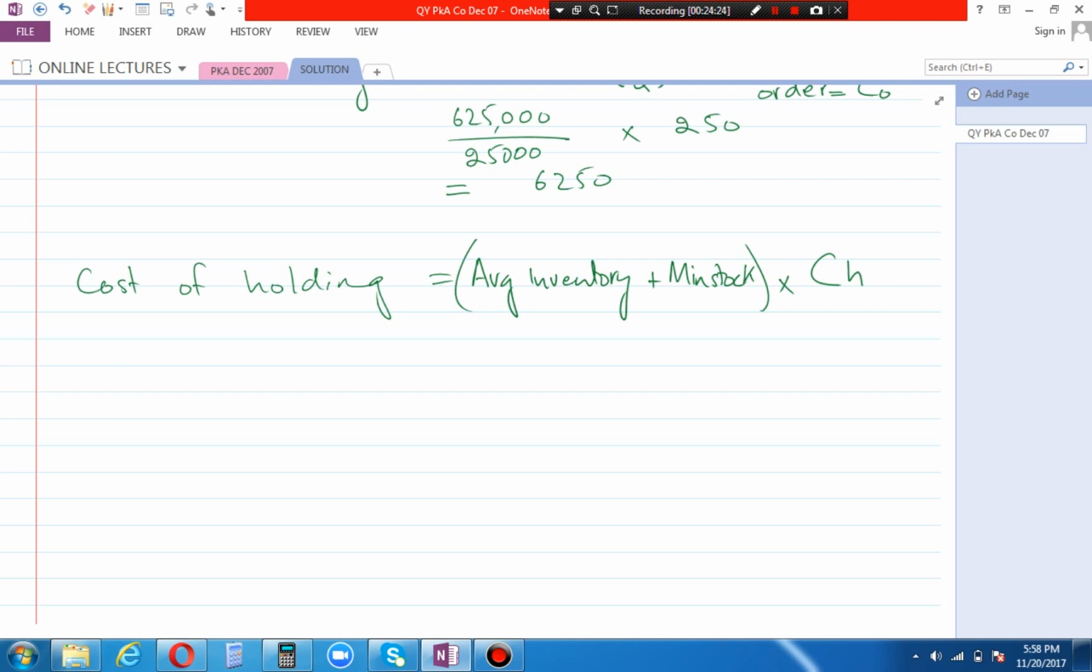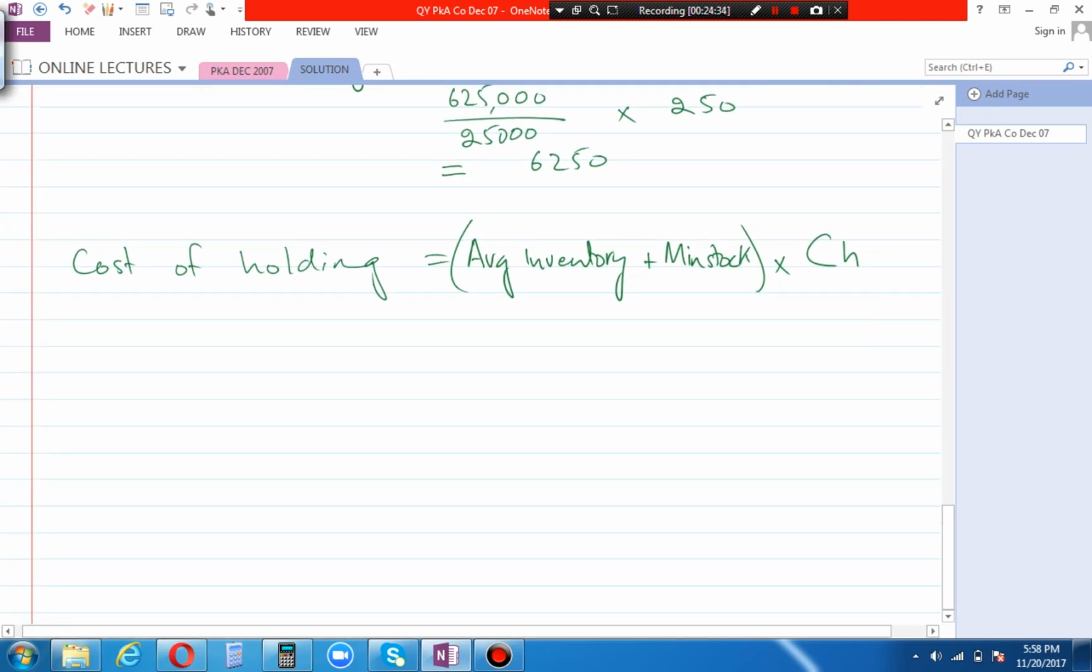It increases when you have delivery outside, right? So the rest of the inventory will change, but this is not going to change. This will cost us always, right? So you have to add minimum stock when you calculate your cost of holding, because you have to hold it every time, right? Then it means it is going to cost you, right?